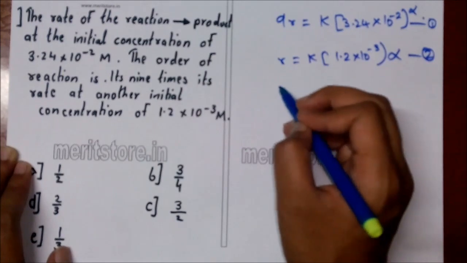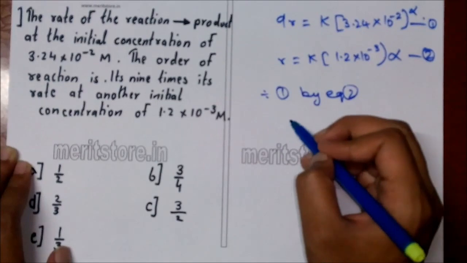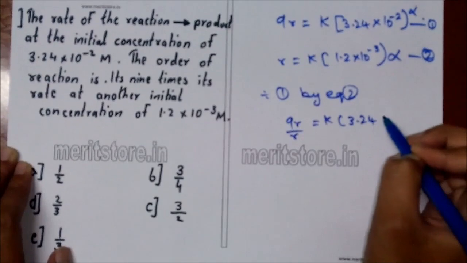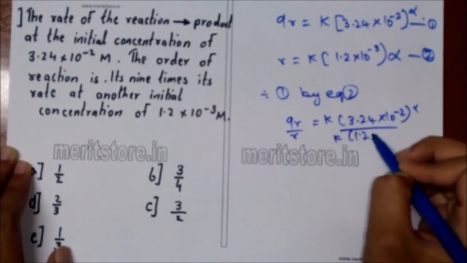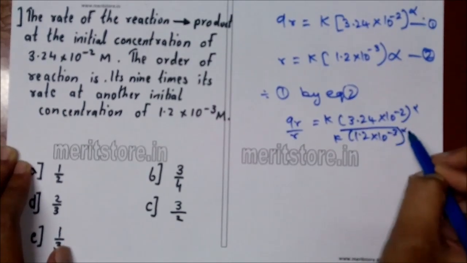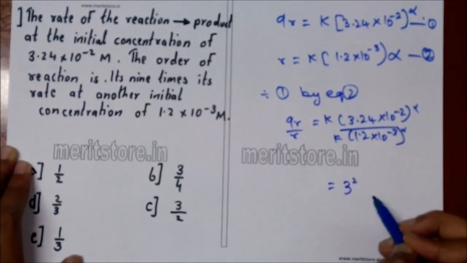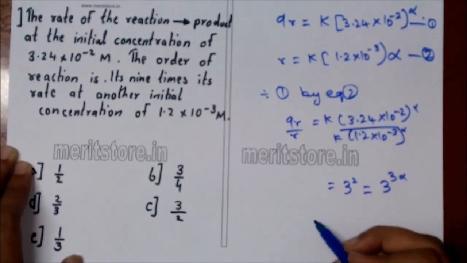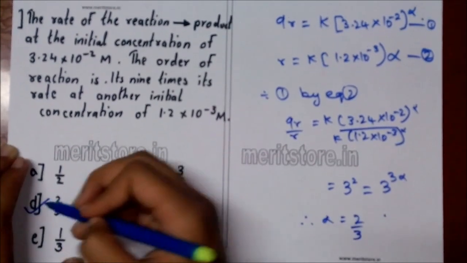Dividing equation 1 by equation 2, we get 9R upon R, which is equal to K (3.24 × 10^-2)^alpha upon K (1.2 × 10^-3)^alpha. By solving this, we get 3^2, which is equal to 3^(3 alpha). By solving this, we can equate the value of alpha as 2/3. So option D is the correct option.